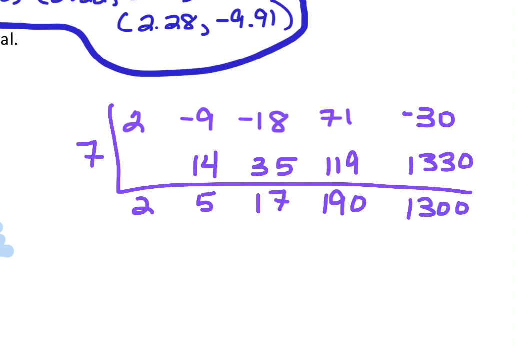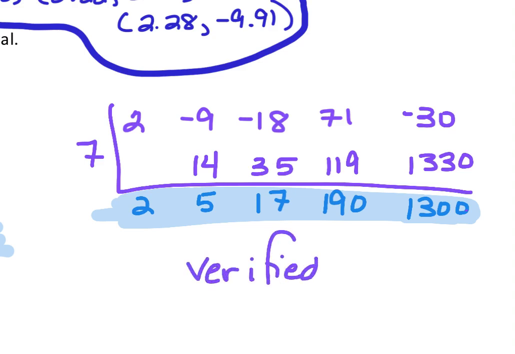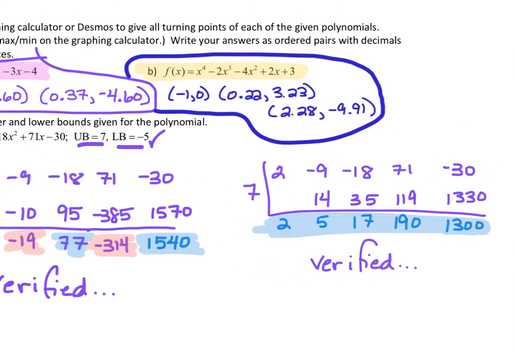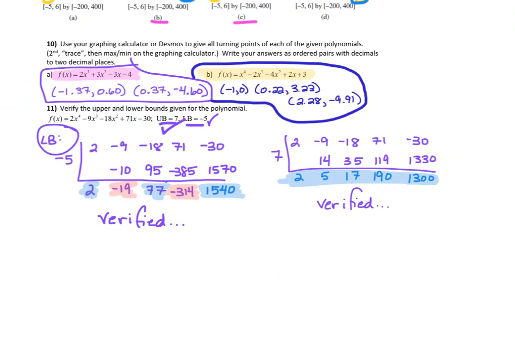And again, now you see that all of the numbers in the quotient row are positive numbers, and therefore you have also now verified that your upper bound is +7.